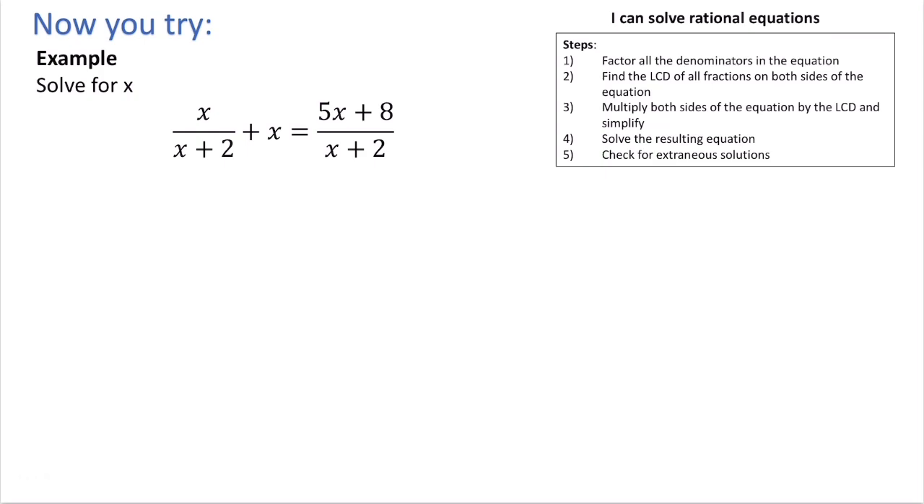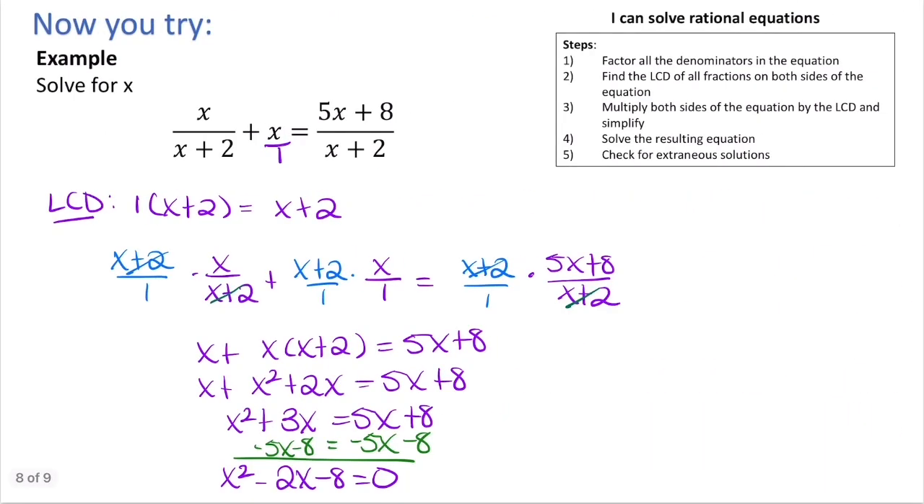You can go ahead and pause the video and try doing this example on your own. So here what we do to figure out the least common denominator is we'll put this x over 1. So the only term we have in the denominator is this x plus 2. So I just multiplied the entire equation by x plus 2.